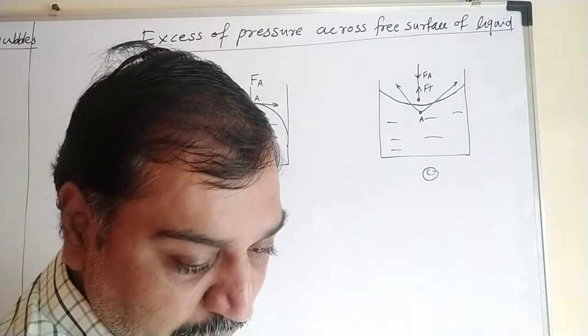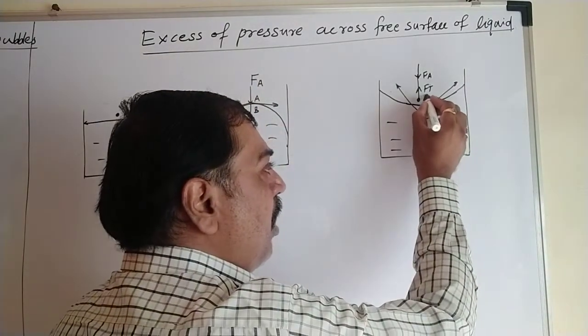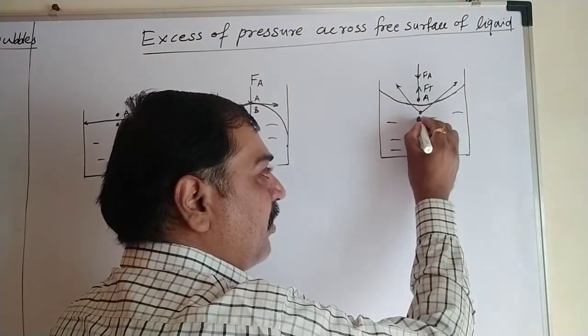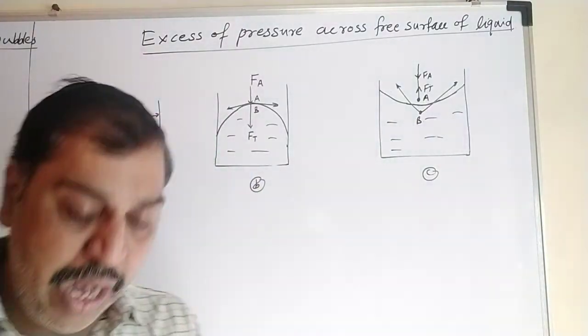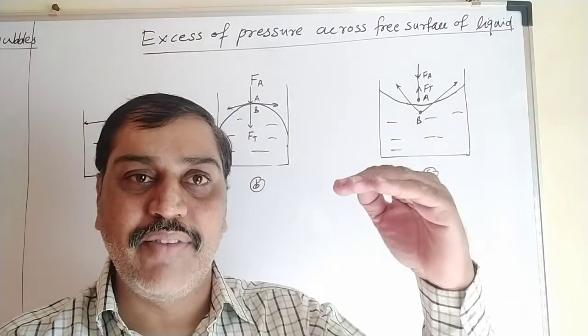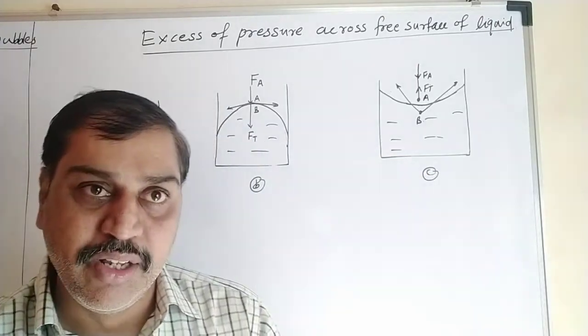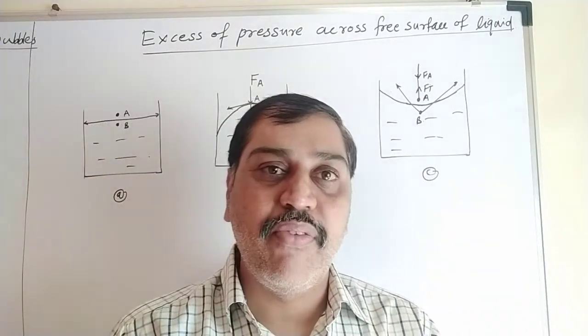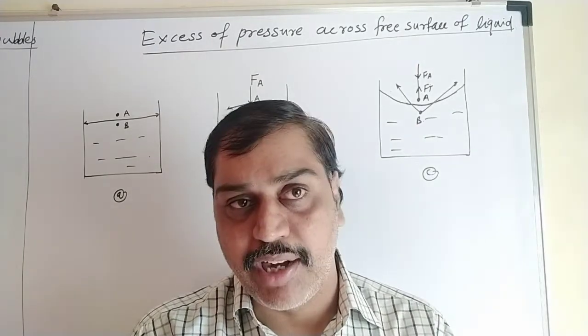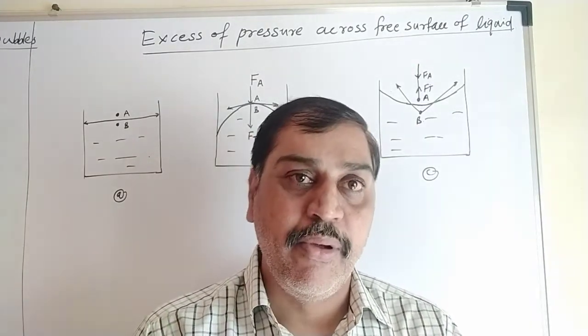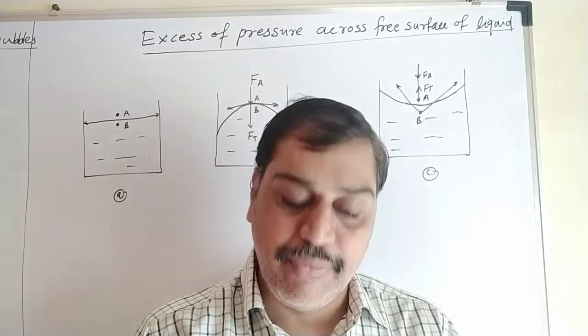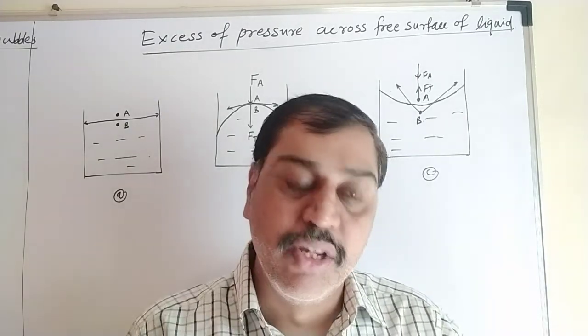So here just the name changed, so correct it. It should be A above and B below the liquid surface. So in all these three cases, we have taken two points. One is above the free surface of the liquid, the other is below the free surface of the liquid. So what do we have to find out? We have to find out the pressure at A and the pressure at B. Where the pressure is the same and where the pressure is greater, that we have to consider under these diagrams.